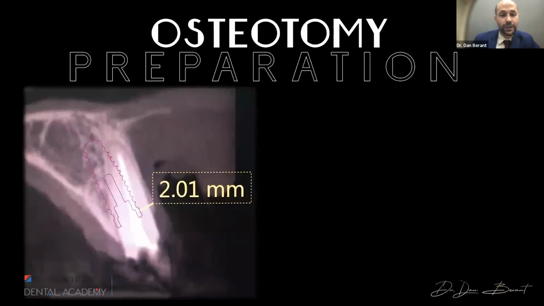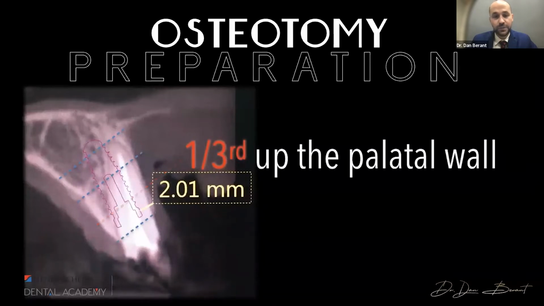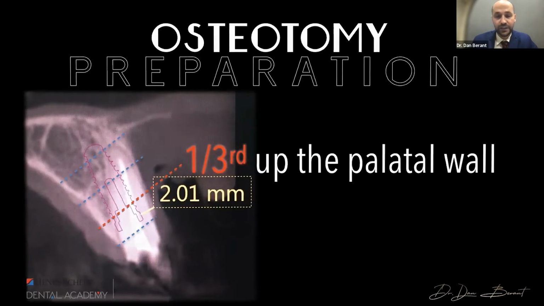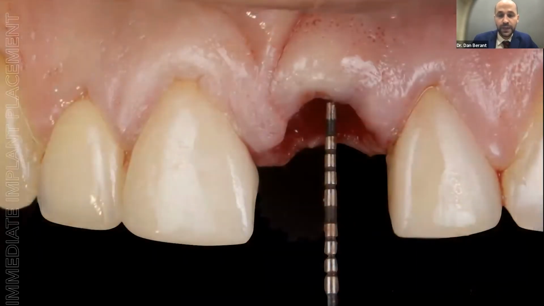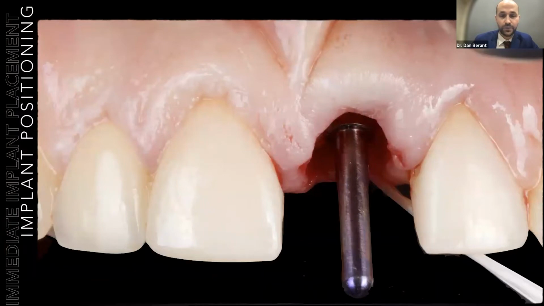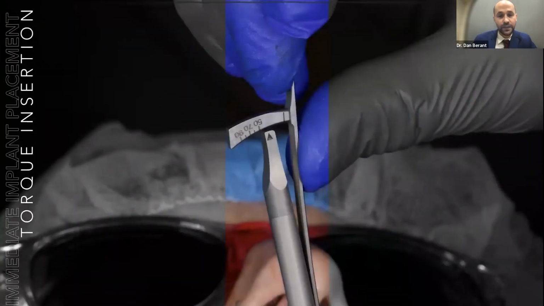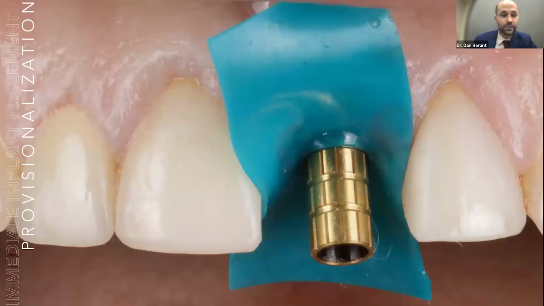So here we see the patient pre-op, before atraumatic extraction of the tooth. And then when we were preparing for the surgery, we know that we want to start our osteotomy one-third up the palatal wall. And also the dual zone technique discusses the importance of having a gap junction. And so here you can see the palatal engagement of the first drill. And we also want to remember that as we're drilling, we have to take into account the gingival thickness and height. And here we see the implant being placed, proper torque, and then we begin the provisionalization of the implant.